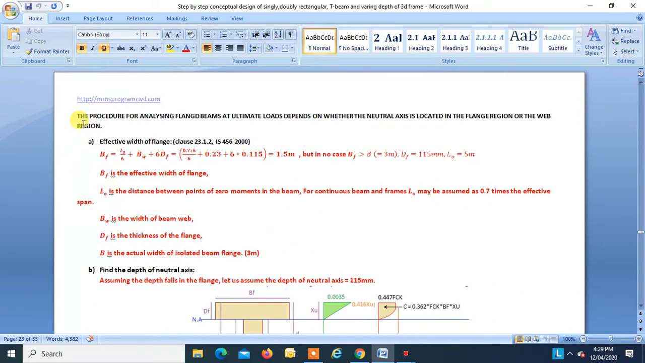Okay, now the procedure for analyzing flange beam at ultimate load depends upon whether the neutral axis is located in flange region or the web region. So finding of neutral axis in case of T beam is a trial and error method. So let me explain what does this mean.